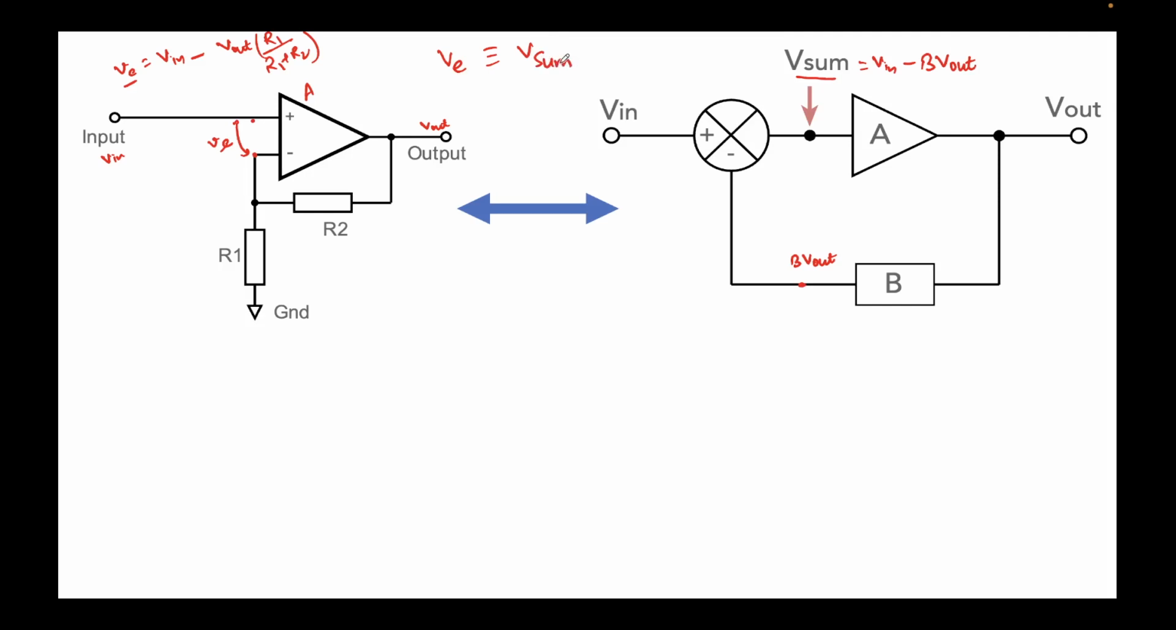Now if we compare these two expressions, we can clearly say that A is the open loop gain for both, which is self-evident. However, the feedback factor B is nothing but R1 over R1 plus R2. So this is the information that we gain, and we have established that this circuit, the non-inverting negative feedback circuit, can be represented using a generic feedback configuration.